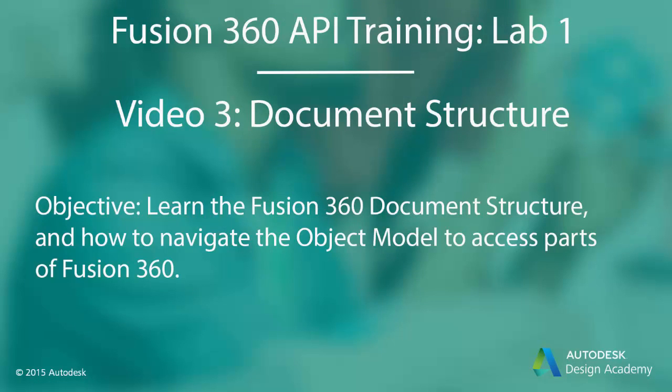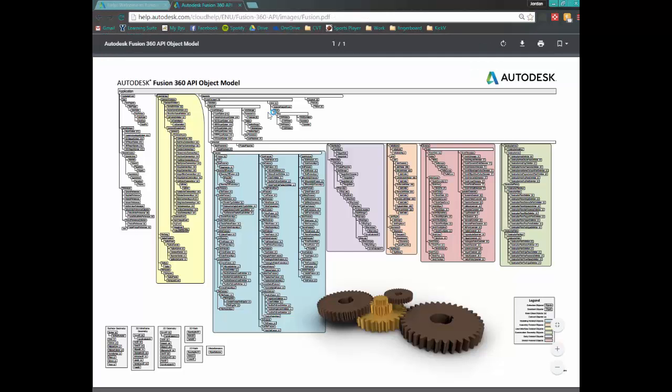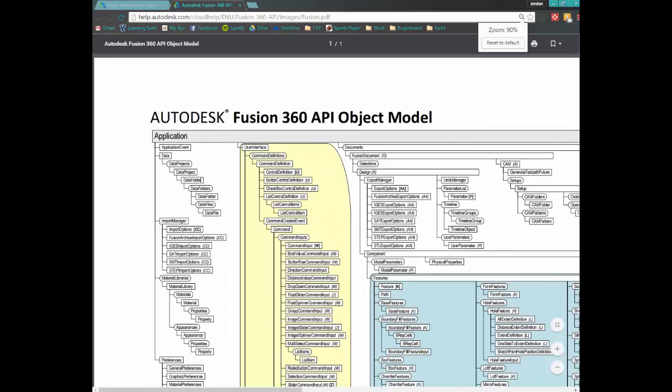In this video, we are going to discuss the Fusion 360 API document structure, as well as the lines of code that we're going to need to start off our scripts, but we'll get to that in just a second. So first, let's talk about the document structure. Let's open up the Fusion object model here, and this is the document structure for the Fusion 360 API.